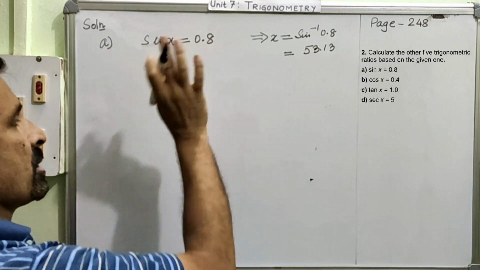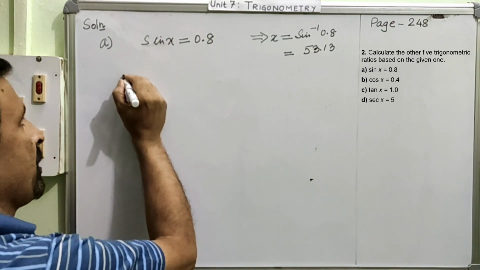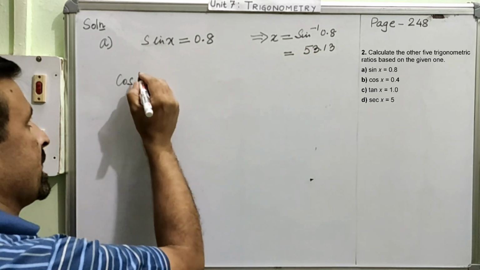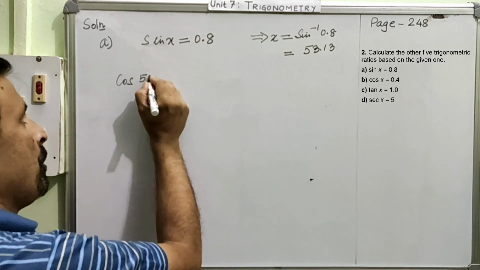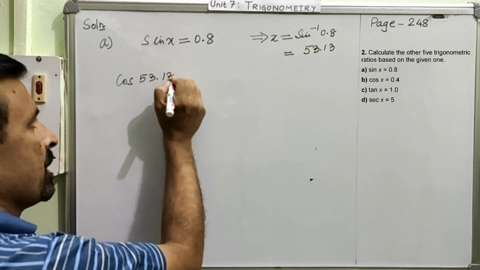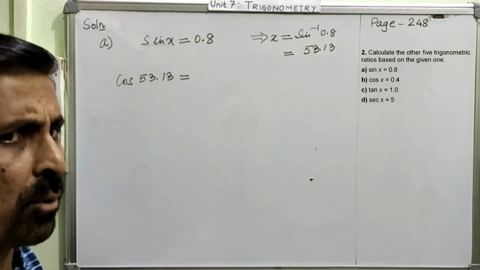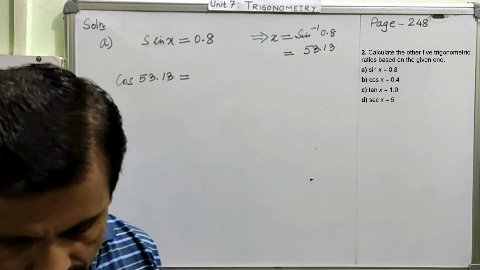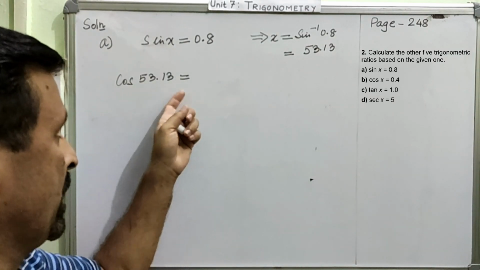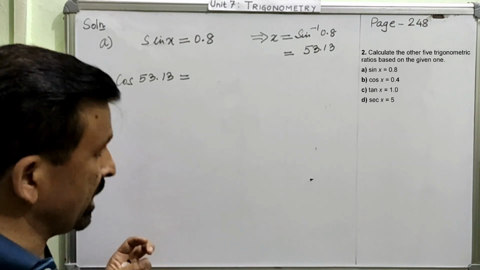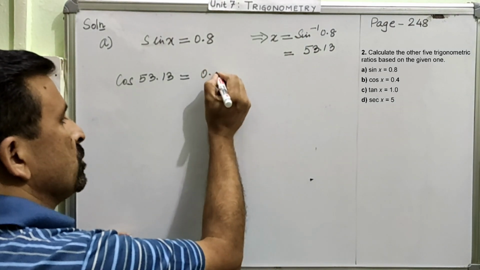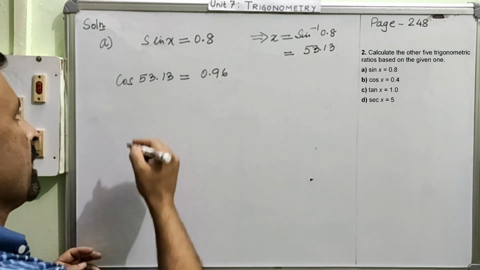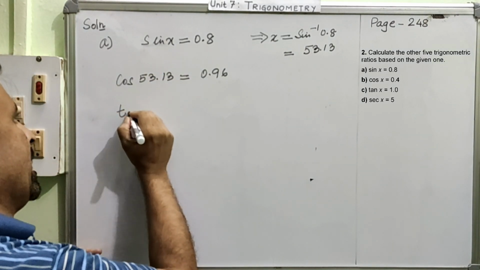So sine x value is already given. We are now going to first of all calculate the value of cos for this particular angle. Now the angle is calculated, 53.13. Right? This is a very simple task because you just need to write this much and the rest the calculator will do. So the value of cos at 53.13 is 0.96. Using the calculator, you will get the value 0.96. So this is done. After this, now we will calculate the tan.